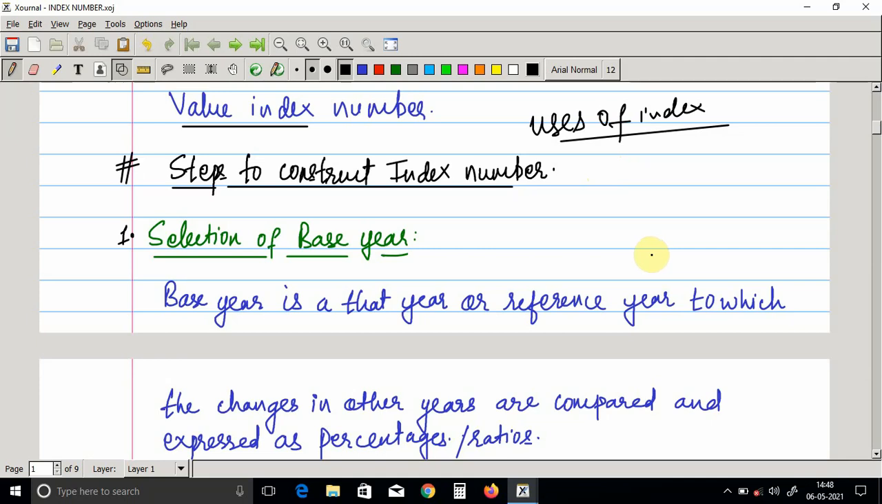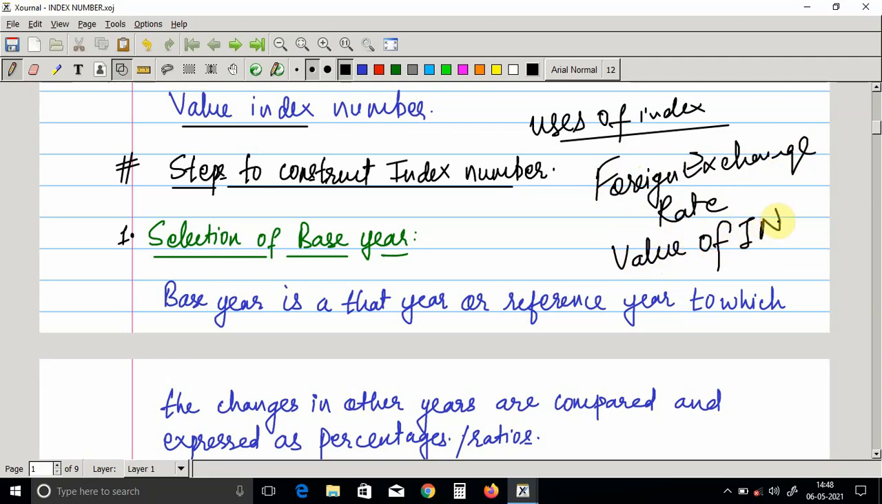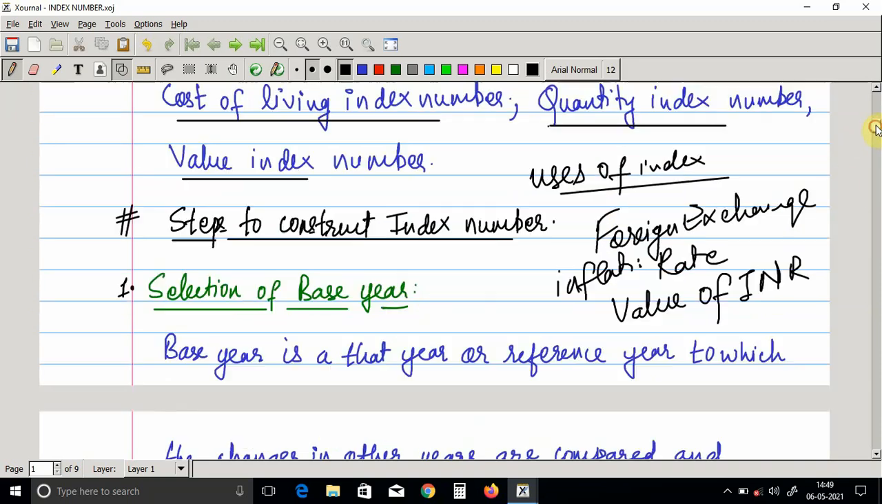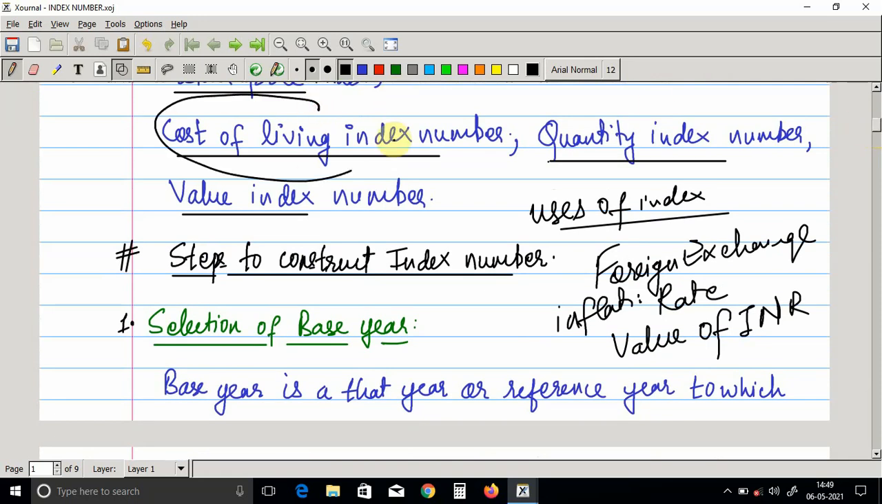Then we can use index numbers to determine foreign exchange rates. We can use index numbers to find the value of the Indian rupee, meaning inflation. I'm talking about inflation. Then we can track internal and external trade, and so there are many applications of index numbers. One is the cost of living index number.